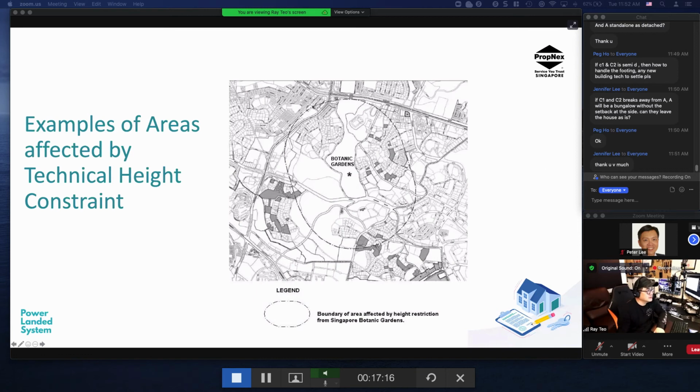Okay, Botanic Garden. You see this dotted line. These are actually technical height constraint areas. This is also under the SDCP, special detailed control plan. So in this area, within the dotted line, you cannot build above a certain height measured against sea level. So this technical height control is meant for what? Meant to preserve the tree line, the right of sight for Botanic Garden visitors. So they don't want any building to protrude above the tree line of Botanic Garden.